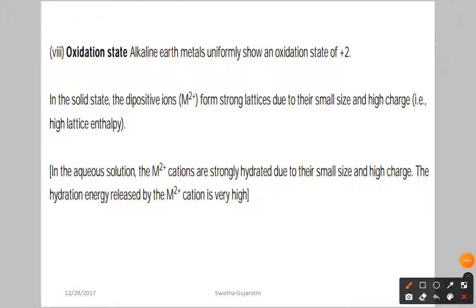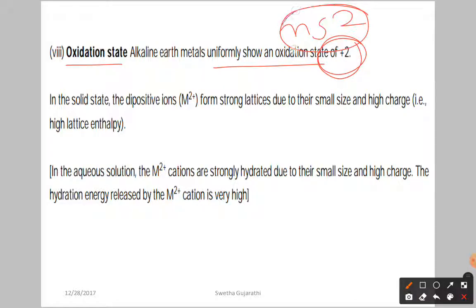Now if you see the oxidation state, as you know very well, they have one general oxidation state, that is plus 2. Why? Because in the valence electronic configuration we have ns2. Once they lose the ns2 electrons, they get the noble gas configuration. So in the solid state, the dipositive ion M2+ forms strong lattice due to its smaller size and high charge. As you know very well, in the cation M2+ we have the what? From the parent metal, this has the what?